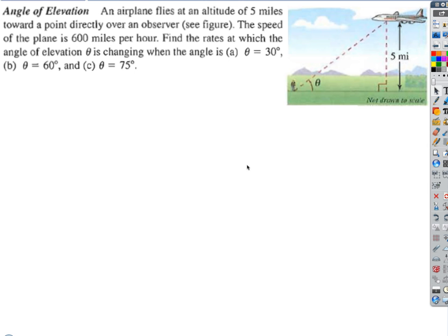Okay, so what about this one? An airplane flies at an altitude of 5 miles, first point directly over an observer. So we've got the 5 in there. That can go in as a constant, right? That's not changing. What other variable would we probably need to look at here? Speed. The speed of the plane is 600 miles per hour. So what variable is going to describe the speed? S. Well, okay, but I could call it x, and really it's just this, isn't it? Because the airplane is moving horizontally, right? Everybody see that?